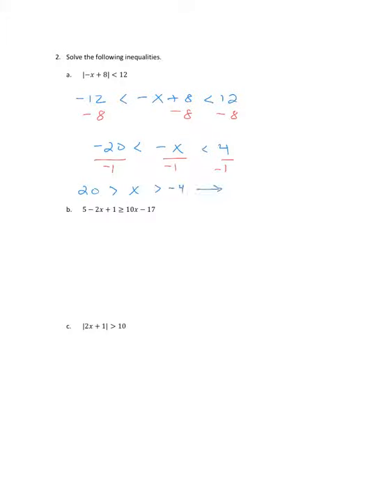And for me anyways, just ordering it from smallest to largest is more meaningful. So I'll put negative 4 is less than x is less than 20. These are all the numbers that make this original expression true.